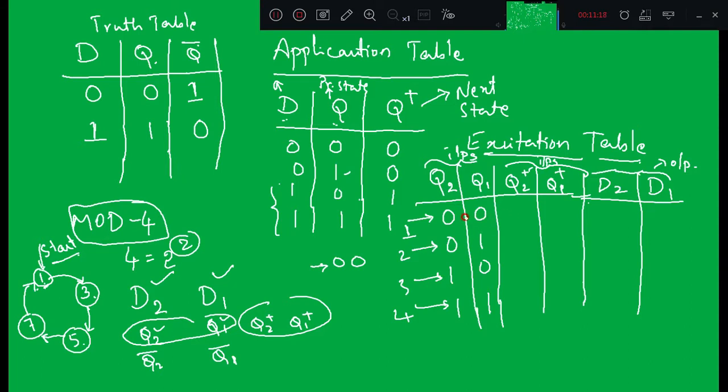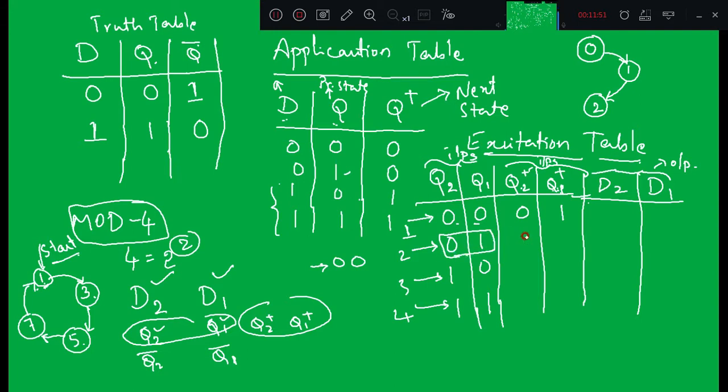Now, if I draw a state diagram for this, the initial state is equal to 0. After 0, what is the next state? It is equal to 1. So what are Q2 plus and Q1 plus? These are the next state values, right? So after 0, what should be my next state? It is equal to 1. What is the binary equivalent of 1? It is equal to 0 1. After 1, what is my next state? It is equal to 2.